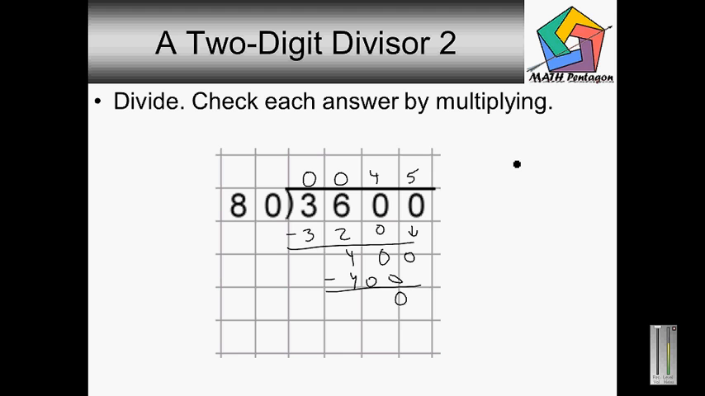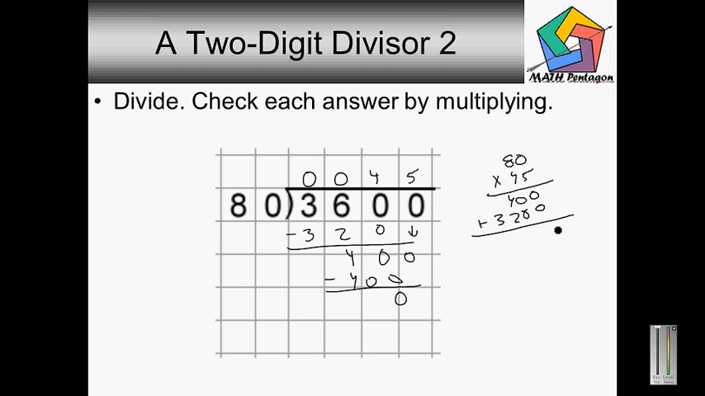But I could check this by doing 80 times 45. 0 times 5 is 0, and 5 times 8 is 40. Put a 0 here. 0 times 4 is 0. 8 times 4 is 32.